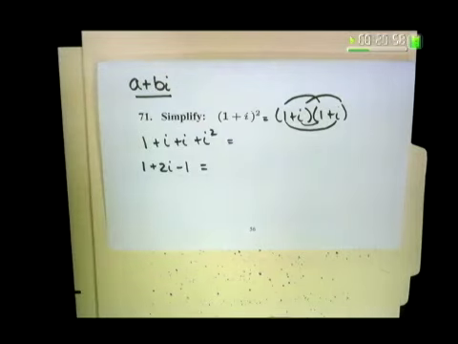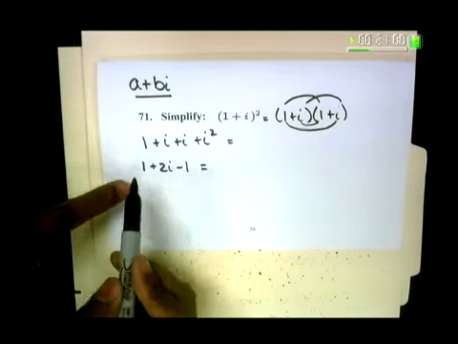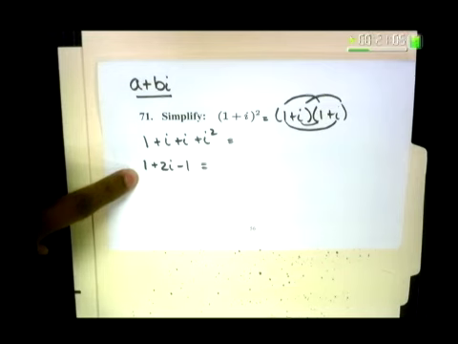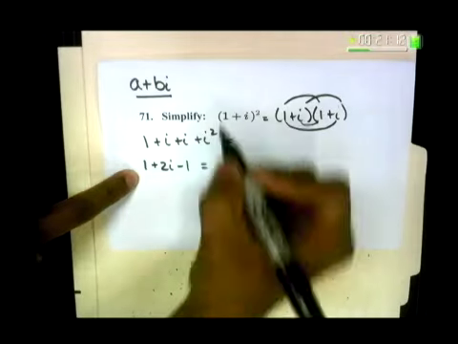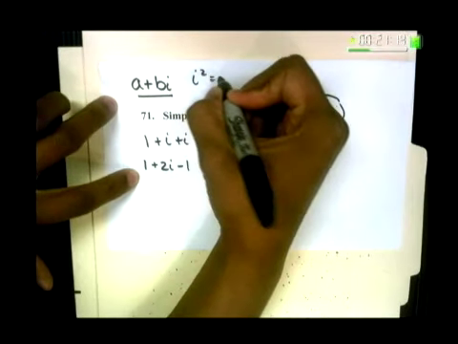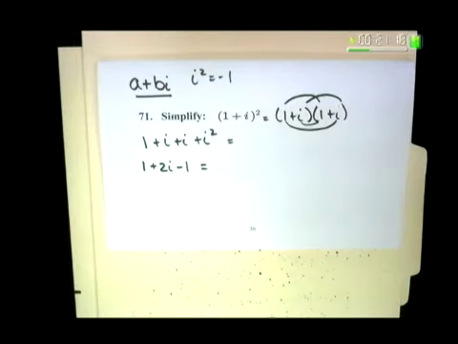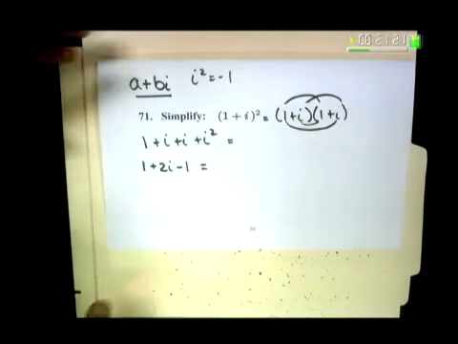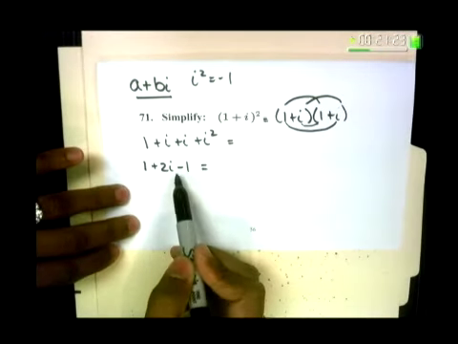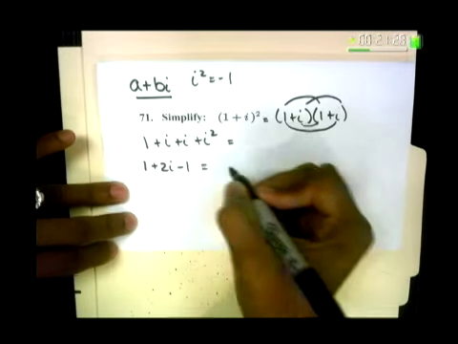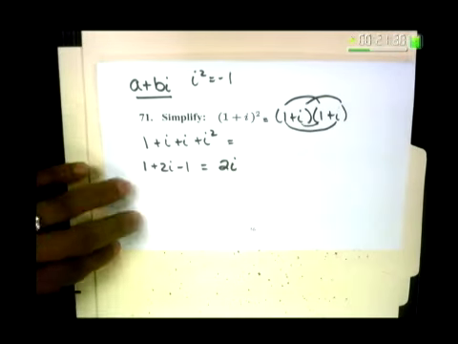Well, what are we going to do with the -1? We're going to do 1 plus -1. No, so i squared is just equal to -1. We're just rewriting i squared. i squared is equal to -1, so we've replaced i squared with -1, and now we combine the 1 and -1, which is just 0, so the answer is 2i.